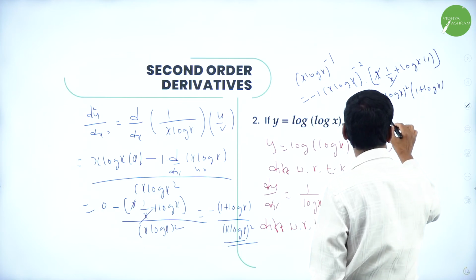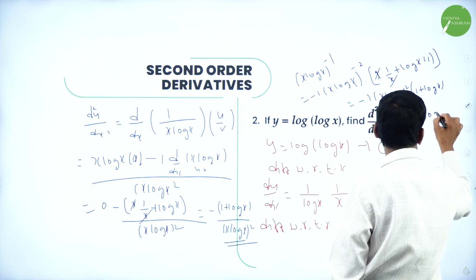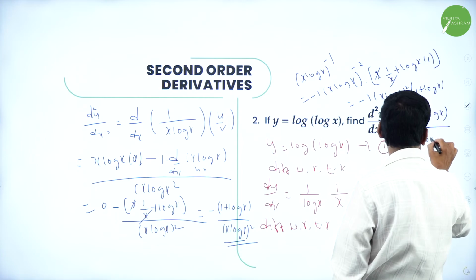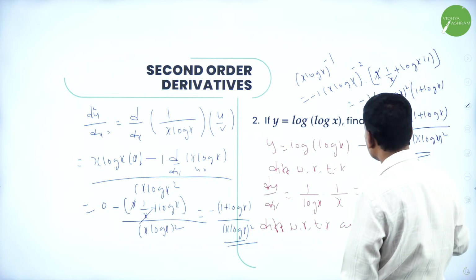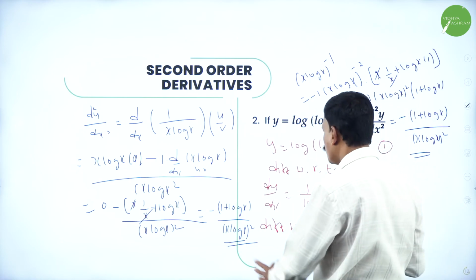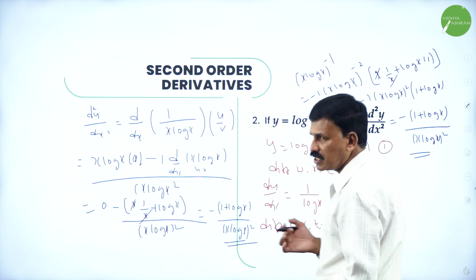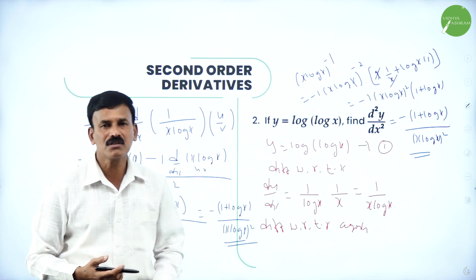Bring this to the denominator: d square y by dx square is equal to minus (1 plus log x) divided by (x log x) whole square. Same answer. So you can take the UV method or take this to the numerator and differentiate. Any method you can follow to differentiate this function. In both cases you will get the same answer.